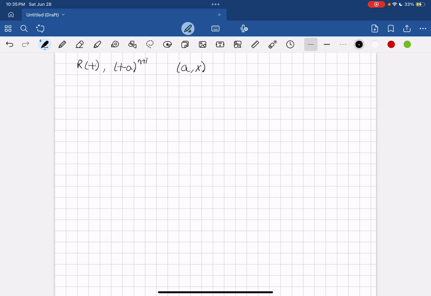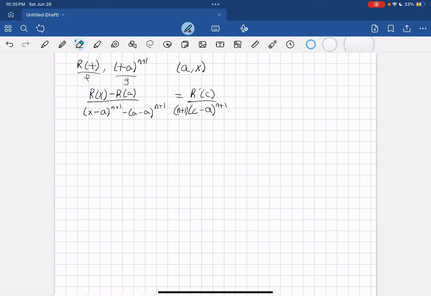Now, if we apply Cauchy's mean value theorem, where this is our f and this is our g, we will get r of x minus r of a over x minus a to the n plus 1 minus a minus a to the n plus 1. And this equals r prime of c over the derivative of c minus a to the n plus 1, which is going to be n plus 1 in the front by the power rule, and the exponent will just become n.